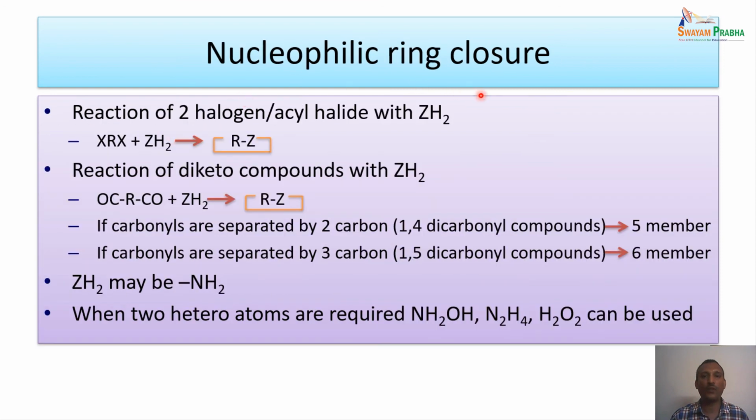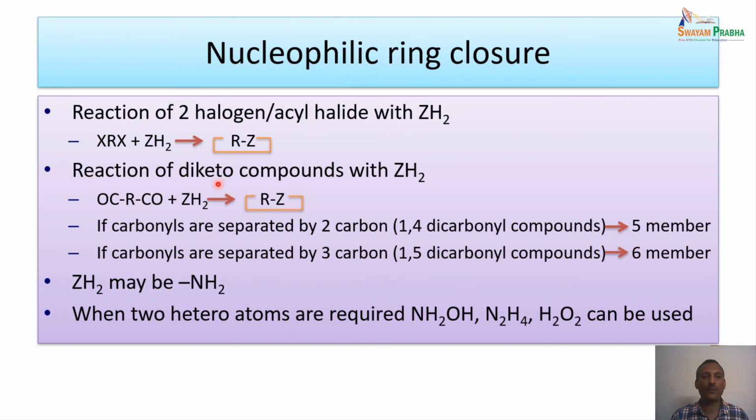In the case of nucleophilic ring closure, the reaction of dihalogen or acyl halide with ZH2 gives the cyclic system. So there are two halogen atoms attached to one of the starting materials, which reacts with the ZH2. Z is the heteroatom under consideration. So this gives a cyclic system.